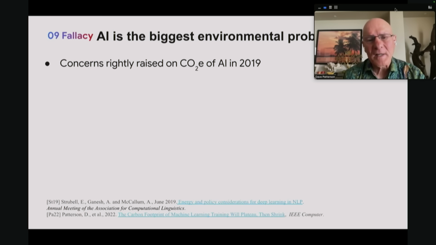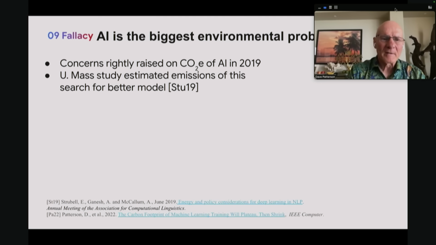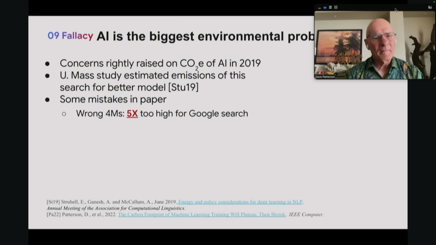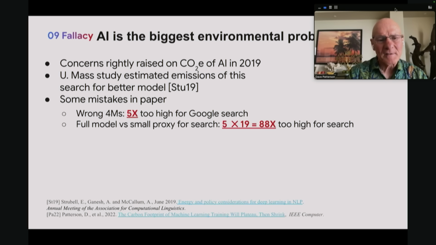Even back in 2019, people were worried about the carbon footprint of AI. So the University of Massachusetts did a study on the emissions of the search for a better model. But there were some mistakes in the paper. The 4Ms I talked about earlier, they got them wrong. They used public data, not actual Google data, so that was off by a factor of 5. That's kind of understandable. They didn't have it, so they did it themselves.